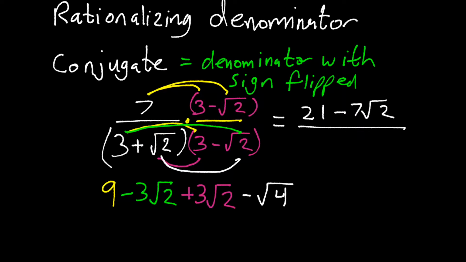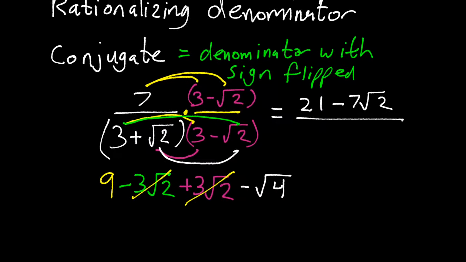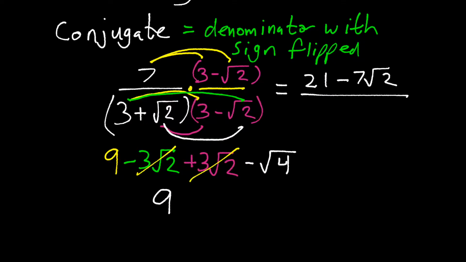Alright, doesn't look too simple right now, but look a little closer. You have the negative 3 times the square root of 2 plus a positive 3 times the square root of 2. These terms cancel each other out. And what is the square root of 4? Square root of 4 is 2. So really, this simplifies down to being 9 from right here minus, alright, so we said the square root of 4 was 2, so it's really 9 minus 2, which is 7. So that becomes our denominator here. 21 minus 7 root 2 all over 7.